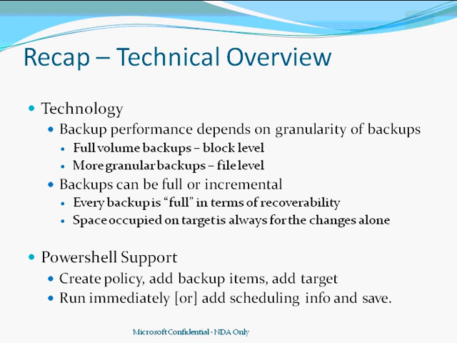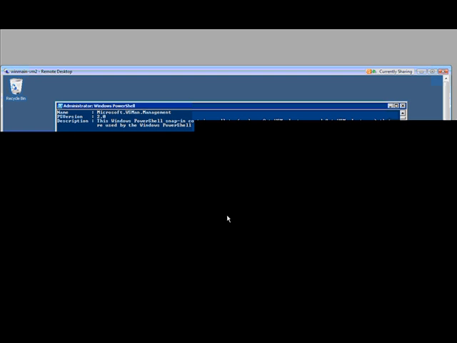So to recap, technology-wise, backup performance depends on the granularity of backups. The backups can be full or incremental, but the space occupied is only for the incremental, but it's always full when it comes to recoverability. For PowerShell support, you create a policy, add backup items, add the target, and run the backup immediately, or you can save it for later. Let me very quickly run to the demo machine where I was showing you the PowerShell scenarios, and I'll show you how to do those 3 steps using PowerShell.